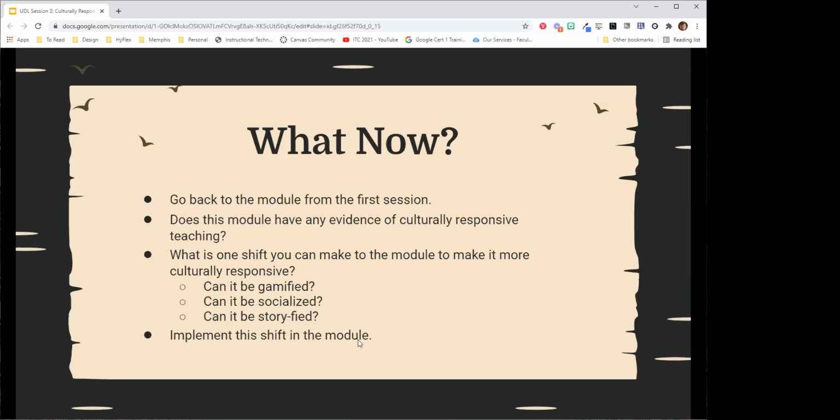Have you provided space for students from diverse cultures to harness that information? And if not, what's one thing, what's that +1 that you can do in that module? Can you gamify something? Can you add some moments of socialization? Can you storify something? Can you provide moments of reflection? Or can you provide better expectations and rubrics? What are some things that you can do to harness some different cultural aspects in that particular module? And then we're going to ask you to implement that shift.